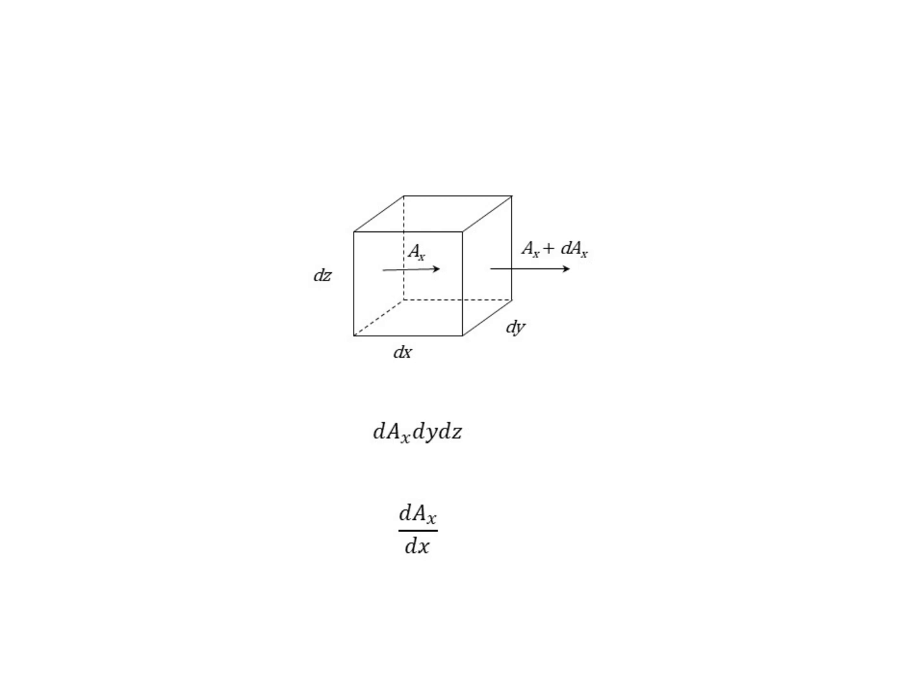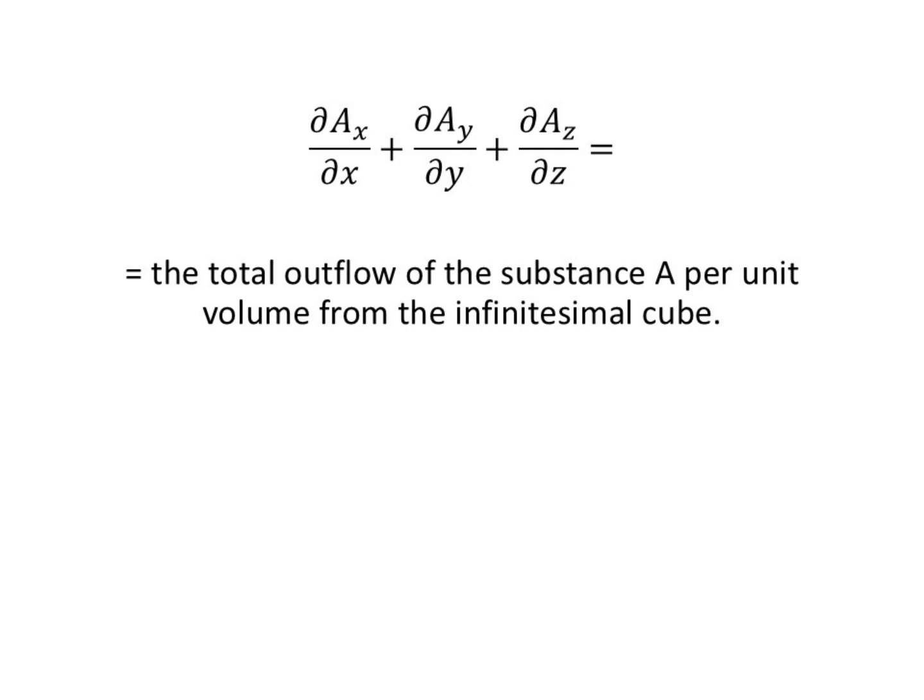dx. Analogous reasoning shows that the partial derivatives of Ay over y and Az over z represent the outflows of a given substance along the y and z axes per units of time and volume. Adding up these three numbers, we get the total field outflow per unit volume from the infinitesimal cube.